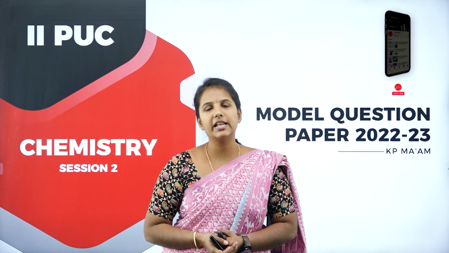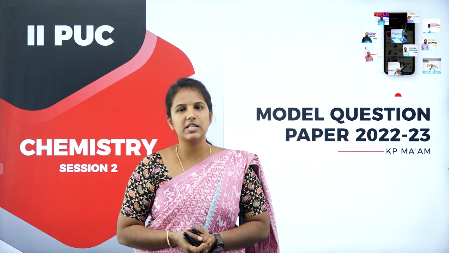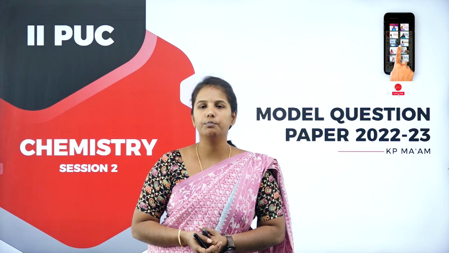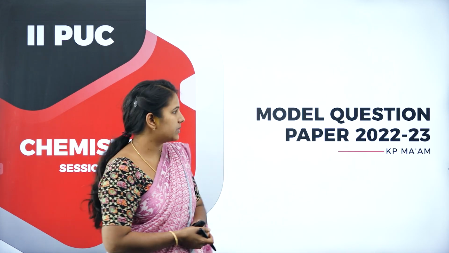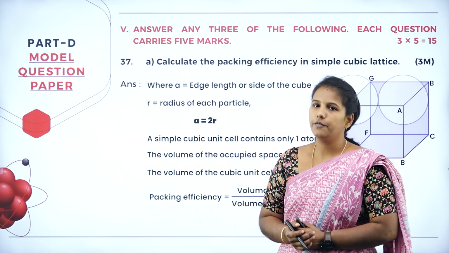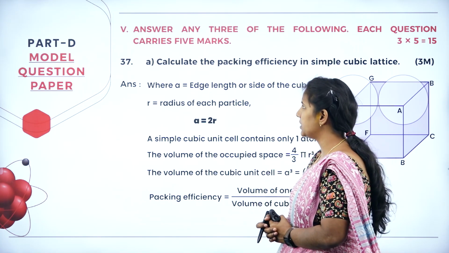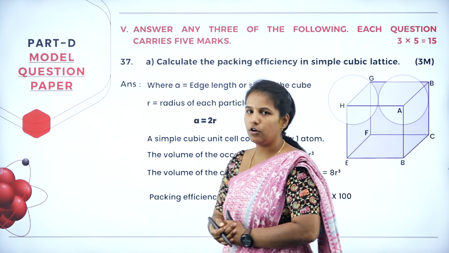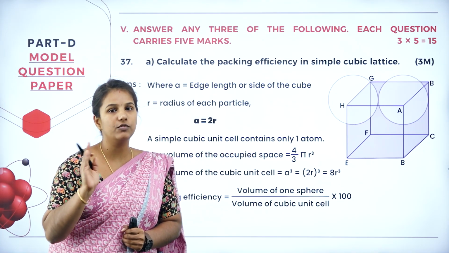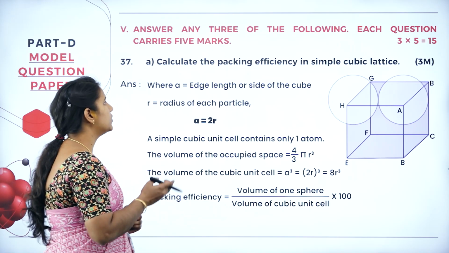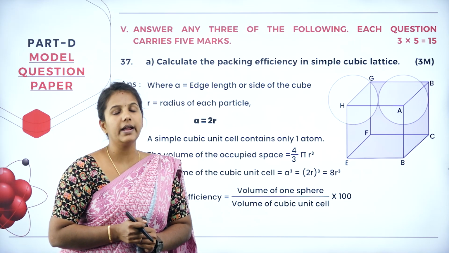My dear students, in our last session, we were discussing the model question paper which has been released from the Pre-University Board. Now, let us continue with Part D, which has questions from physical chemistry as well as organic chemistry. So, the first 5-mark question in Part D starts with physical chemistry, and the question goes like this: calculate the packing efficiency in simple cubic lattice.